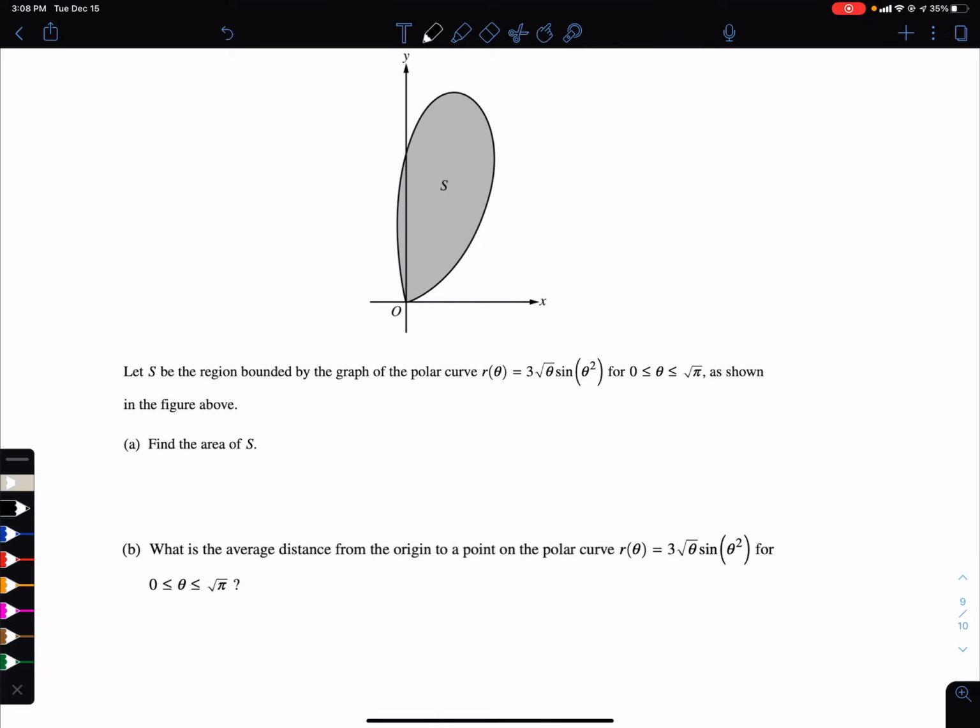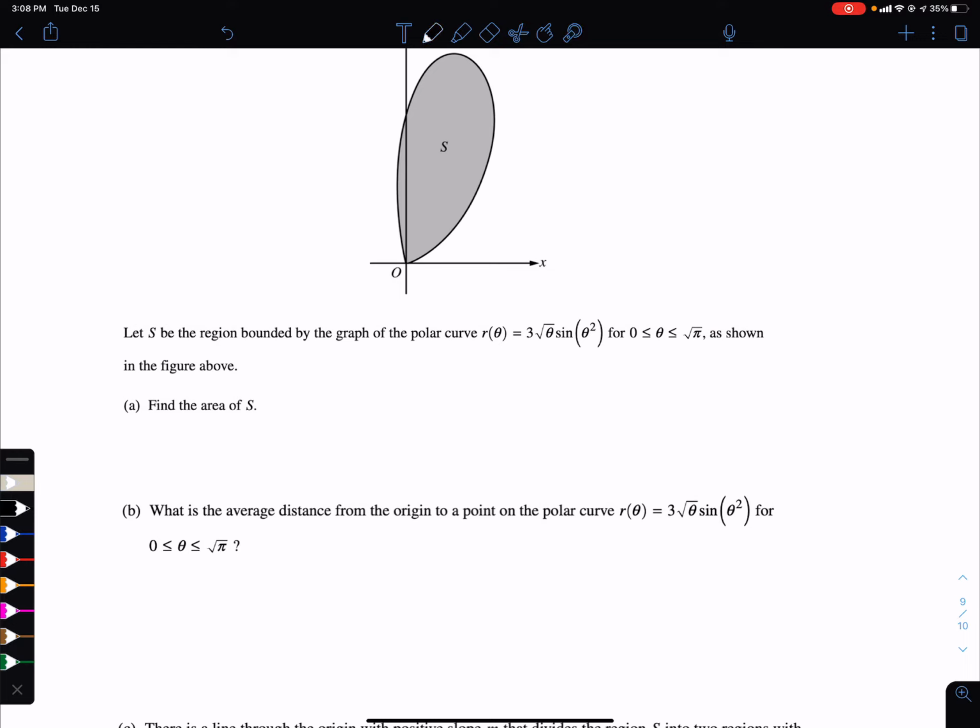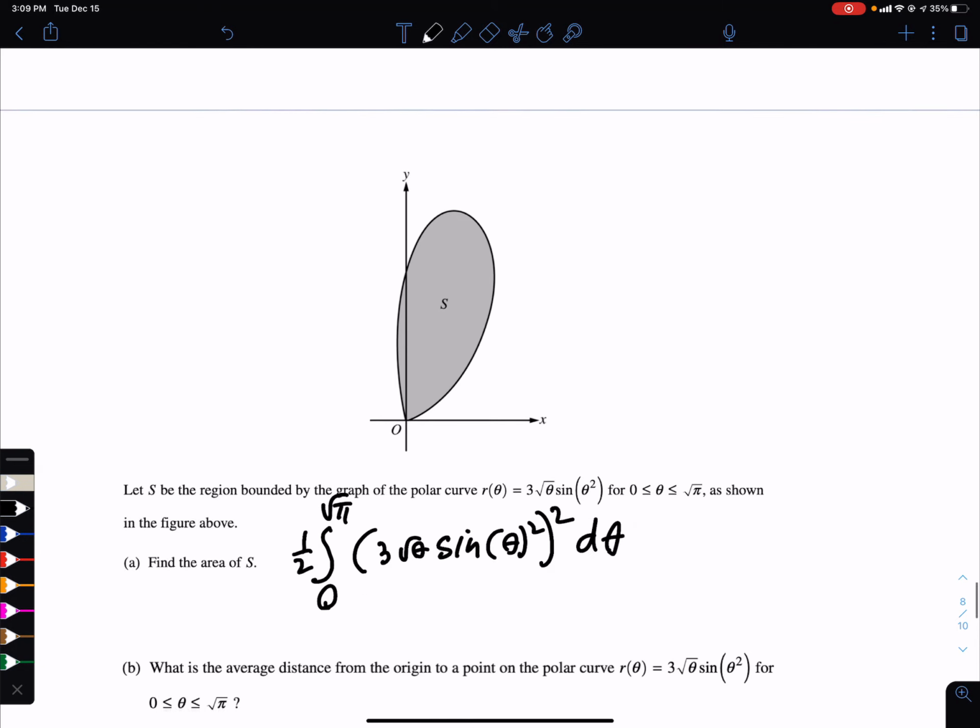Let S be the region bounded by the graph of the polar curve. This is a graph of that from 0 to radical pi. Find the area of S. I'm not going to do the math part, I'm just going to set it up. So it's 1/2. I start at 0, I end at radical pi, r squared. So it's going to be 3 radical theta sine theta squared d theta. Pop that into your calculator and you'll have an answer for that.